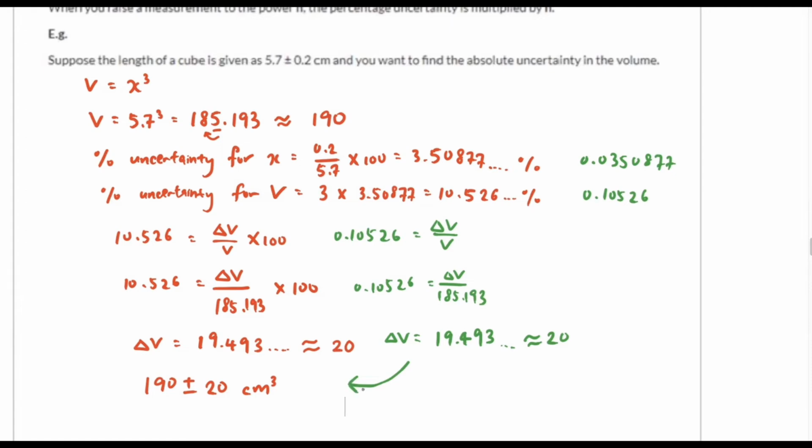Sir, I thought for the calculated quantity, the number of decimal places will follow the number of decimal places in the absolute error. Yes, correct. Like for volume, our calculated value is 185, got 185 from 185.193. So if we follow the decimal place, meaning 0 decimal place, doesn't that mean that it's 185 only?